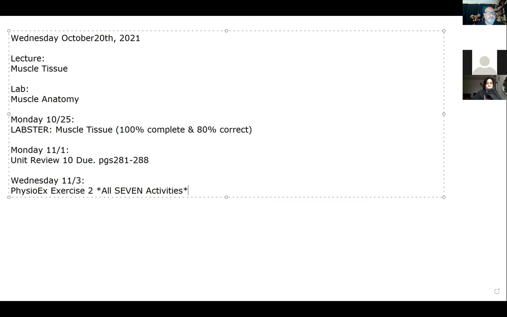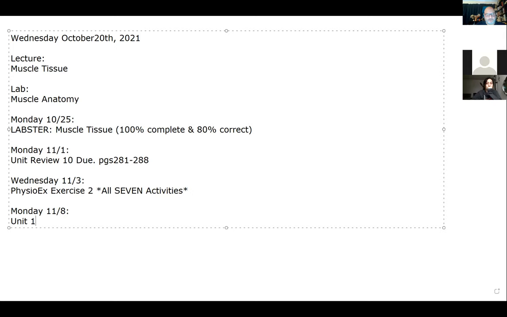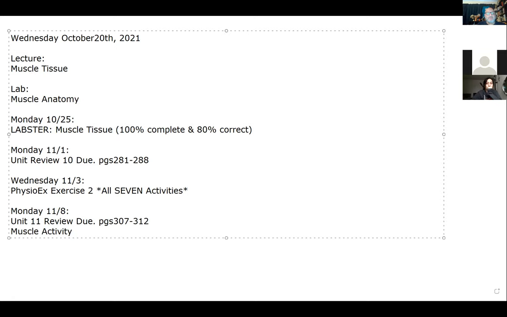And then on Monday, the 8th, you have 2 assignments due. Your unit 11 review, which is pages 307 through 312. And you have a muscle activity handout. We'll talk about this a lot more in lab today when we get to the lab part. And this one is also kind of like our skeletal review we just had. This is going to be graded for correctness.